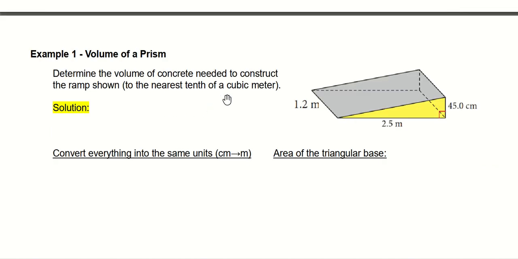Example 1. Determine the volume of concrete needed to construct a ramp as shown here. So this diagram right here. Whenever I see a prism, I think of a triangle and then some depth. Before you do anything, you've got to look at the units. Right here I see 1.2 meters, 2.5 meters, and over here I see 45 centimeters.